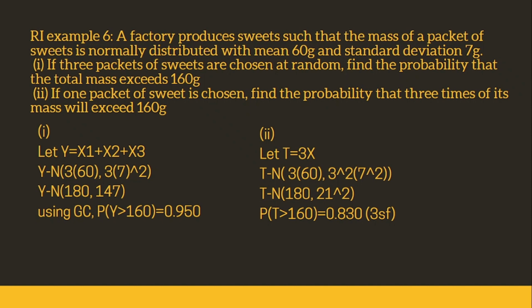So the first part is y equals x1 plus x2 plus x3. We will get a variance of 147, and our mean will be 180. So using the GC, you get 0.950. But if we try t equals 3x, what happens is that instead of 3 times 7 squared, we get 3 squared times 7 squared, so 21 squared. That's a lot greater than 147. And when we punch it into the GC, we actually get a smaller probability. So that is the difference between these. Even though we technically have 3, they are different from each other.